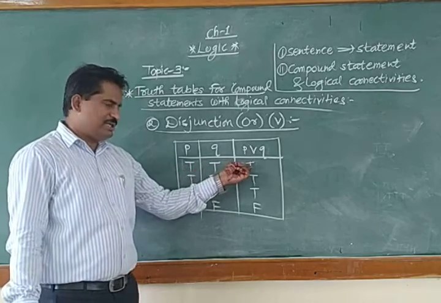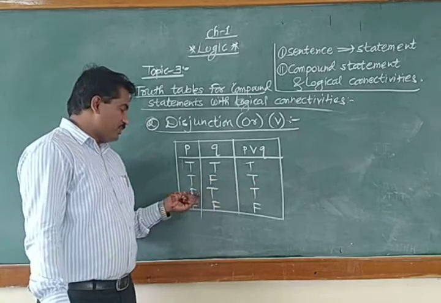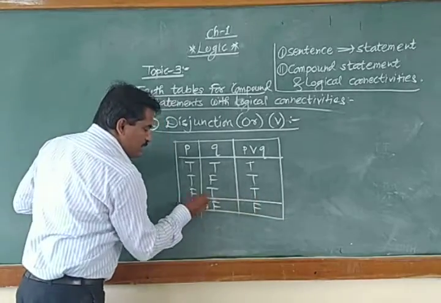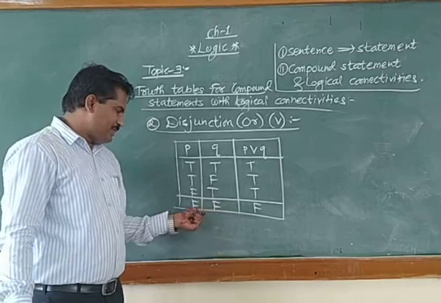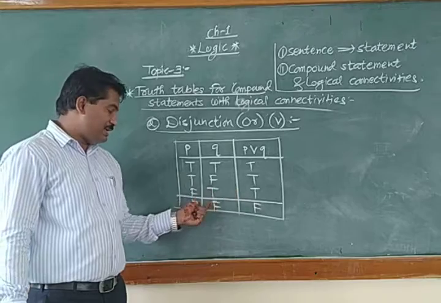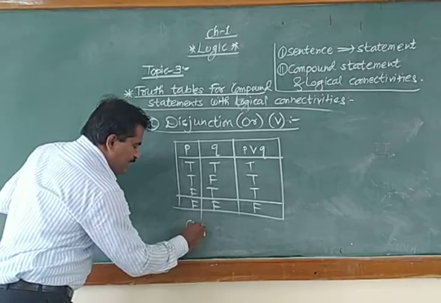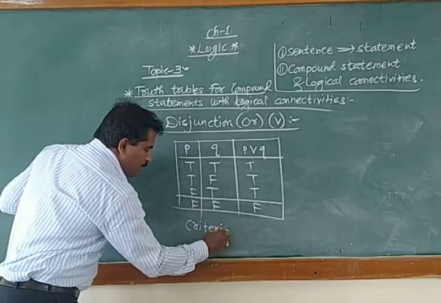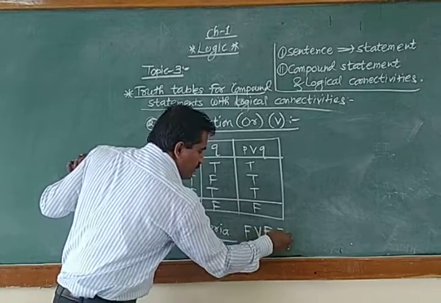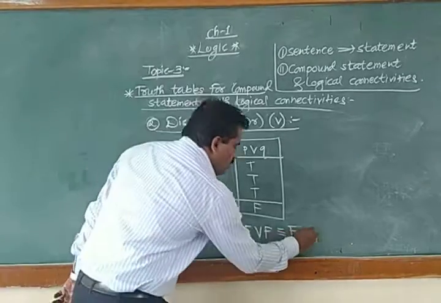Here both are true, therefore it is true. Here the first is true, the second is false, therefore it is true. False, true, it is true. But in the last case, both are false, then it is false. Because if one of the cases is true, then it is true, but in the last case both are F, therefore it is F. Therefore, the criterion is: F or F is F. Otherwise, T.